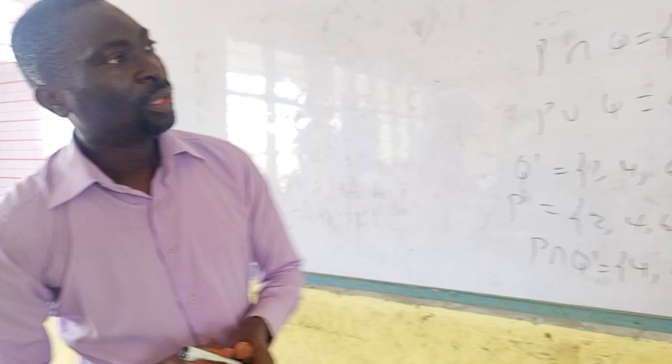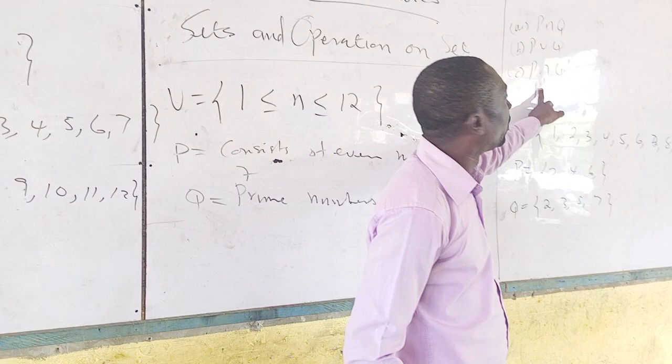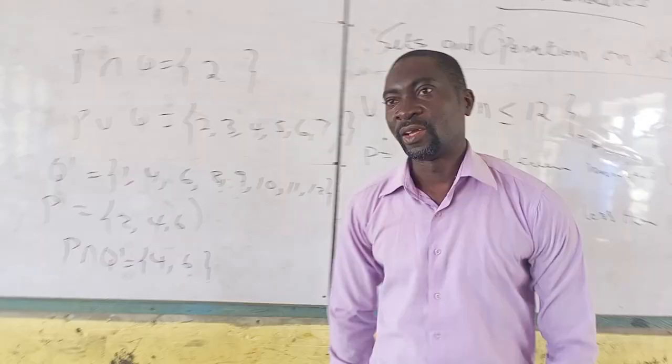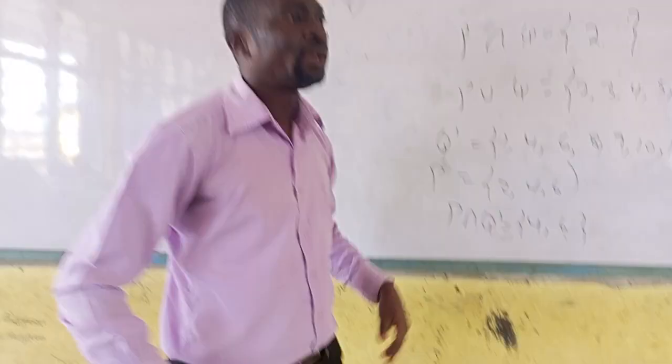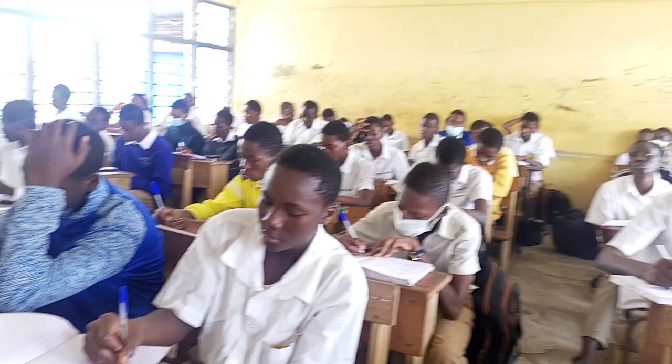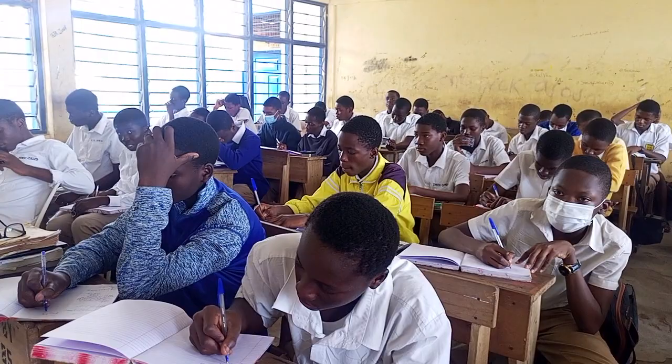We have P complement intersection Q complement. So you are going to do that one. First, what do you need to do? Find your complement. Then the next one, when you finish? Find your intersection. So quickly do that one and let's see what happens. 30 seconds, hurry up. Find your P complement. When you finish, you find your Q complement. After that, you find P complement intersection Q complement.